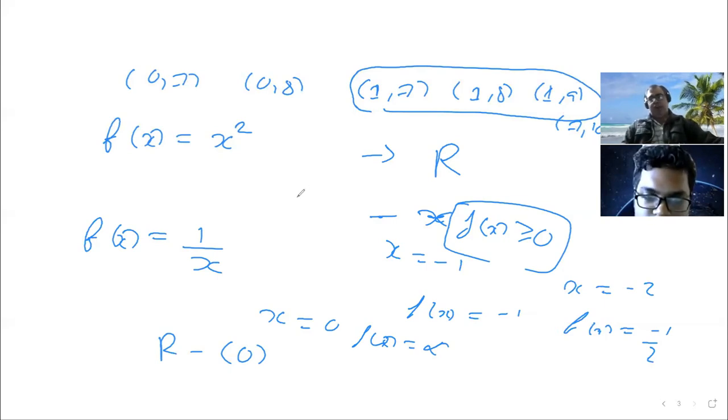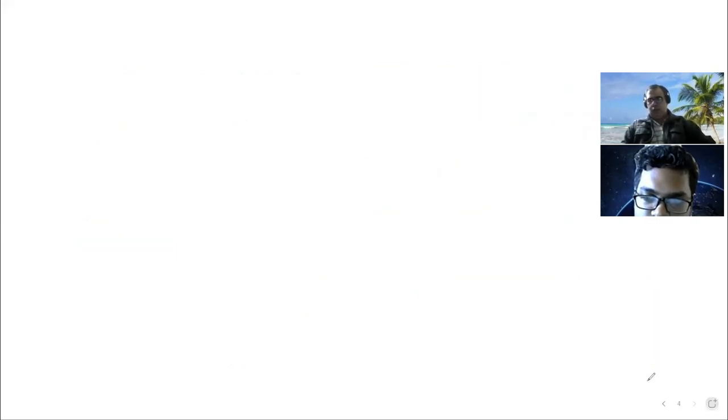And what will be the range of 1 by x? It should be above 0. It can be above 0 and it can also be less than 0. So all the values greater than 0 and less than 0 are okay for the range also, right? So let's do another question. Can you find the domain for f(x) equal to root x?